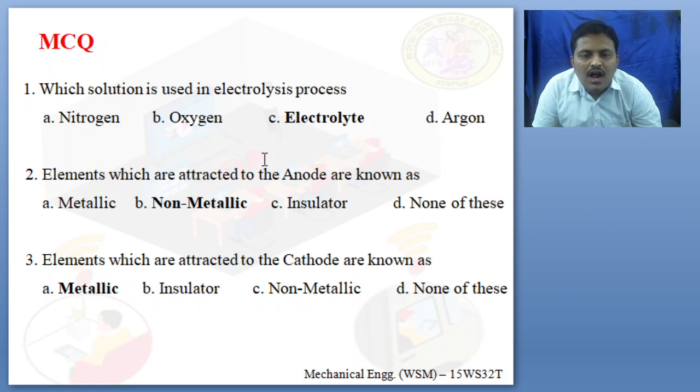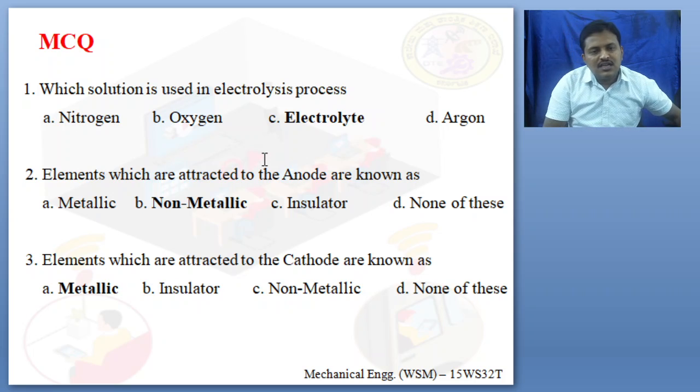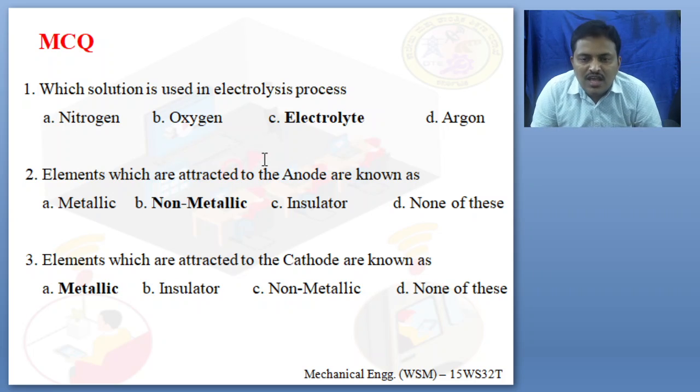Second question. Elements which are not attracted to the anode are known as. Here they are given four choices: metallic, non-metallic, insulator, none of this. Elements which are attracted to the anode are known as non-metallic. Elements which are not attracted to the anode are known as metallic. In the given question, they asked about elements which are attracted to anode, so non-metallic is the right answer. First answer is option C, second answer is option B.